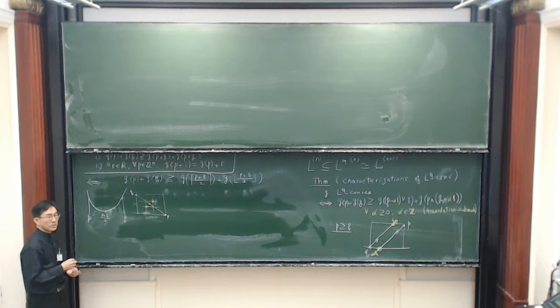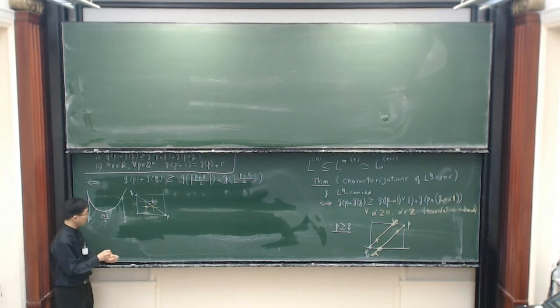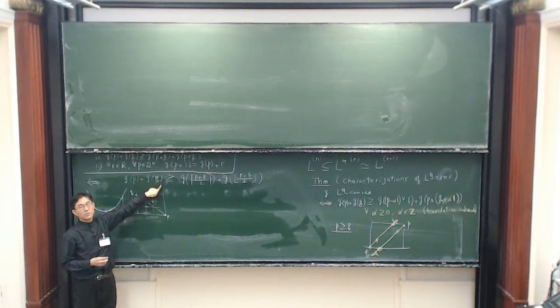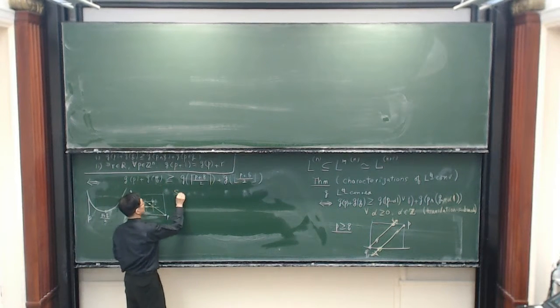Now, in the special case, let's consider P and Q to be 0-1 vectors.